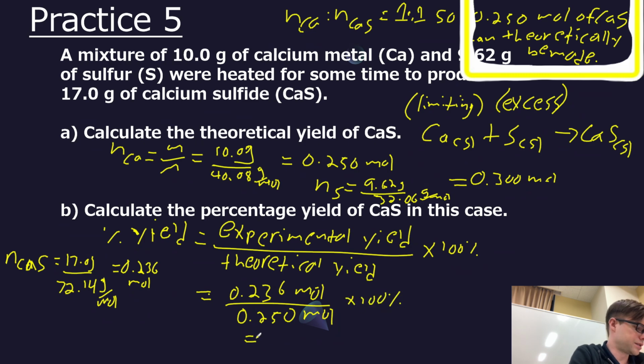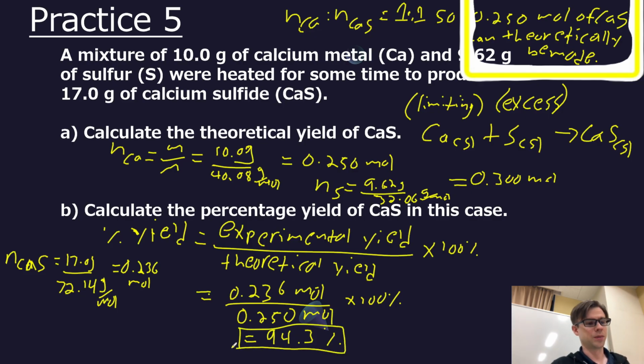But what we get is about 94.3% yield, which is very high. If you can get that, you're generally very happy. They're more commonly 60 or 70 or 50-ish. All right, that's good. Maybe another practice.